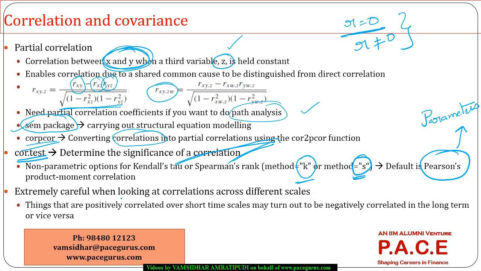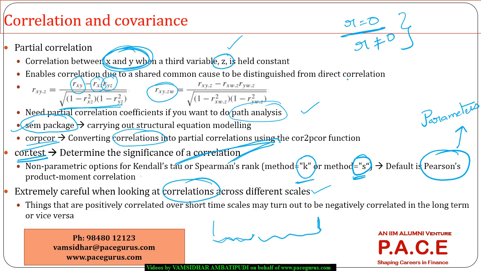The second and the third are more and more appropriate if we are talking about the data being more and more non-normal, in which case it's better to go with a non-parametric method. Whereas when we are expecting that the data is more and more normal, I can very well rely on the parametric way of finding out the correlation itself. And I have to be extremely careful when I am looking at the correlation across different scales, because especially when I am taking time related data, it might very well be possible that for some set of observations the correlation could be very much positive, and for some other set of observations the correlation could be very much negative.